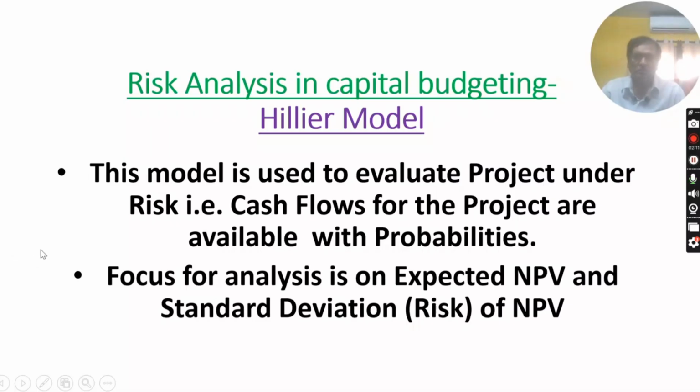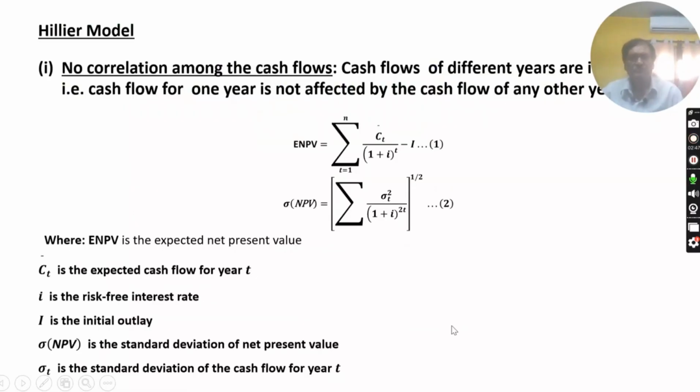Okay, so that means we are going to discuss risk analysis in capital budgeting by the Hiller model. This model is used to evaluate projects under risk, that is, cash flows for the project are available with probabilities. We will discuss through a practical problem and focus for analysis on expected NPV. NPV means net present value, and standard deviation, that is the risk of NPV. So this is the first case, non-correlated cash flows.